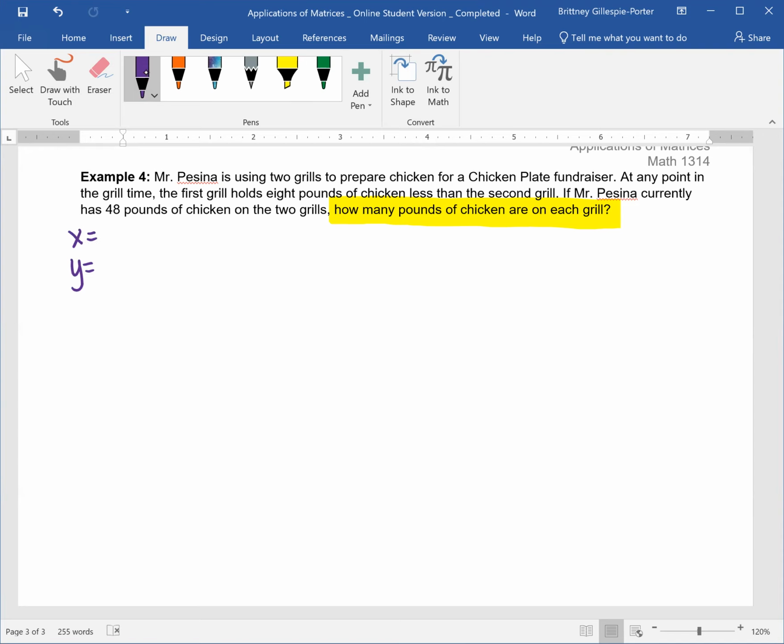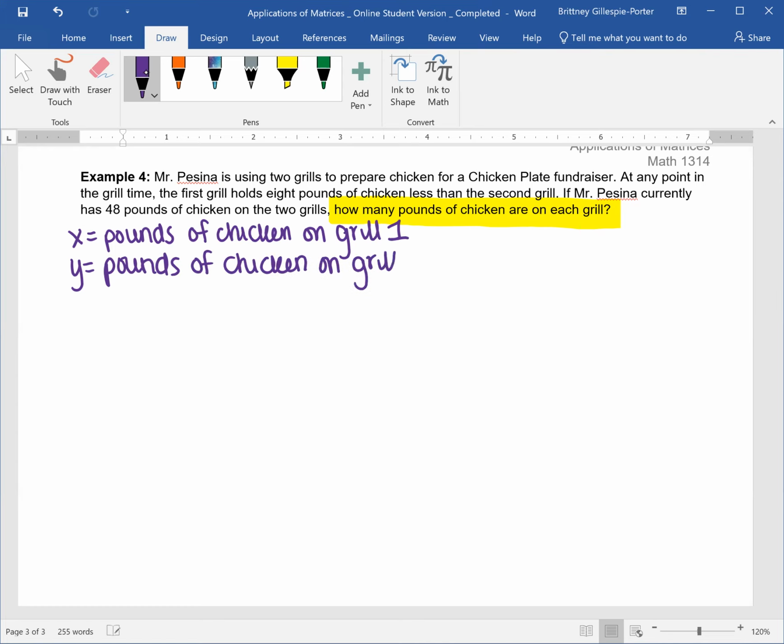Okay. And it asks us how many pounds of chicken are on each grill. So I'll let X be pounds of chicken on grill 1. And then Y would be pounds of chicken on grill 2. Okay. Since we have labeled our variables, let's go back through and write our equations.